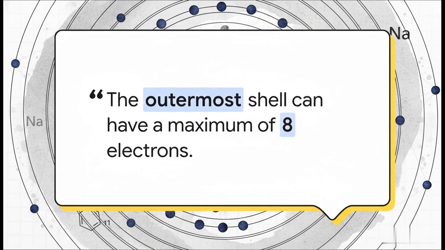Okay, now for another really important rule, which is often called the octet rule. The rule is this: the outermost shell of an atom can never hold more than 8 electrons. It doesn't matter if its total capacity is 18, like the M shell. This rule is what helps make atoms stable and determines how they react. It's something students often forget, which can lead to the wrong answer, so keep this one in mind.